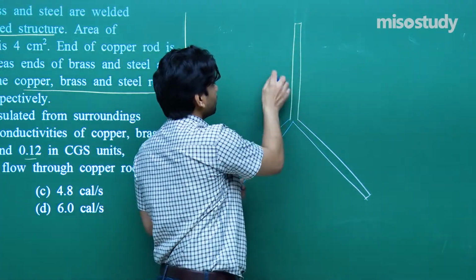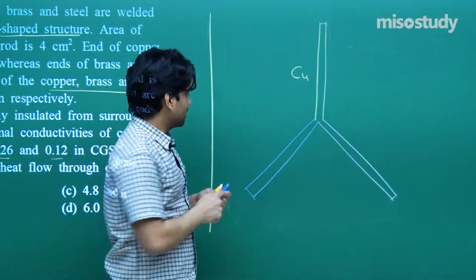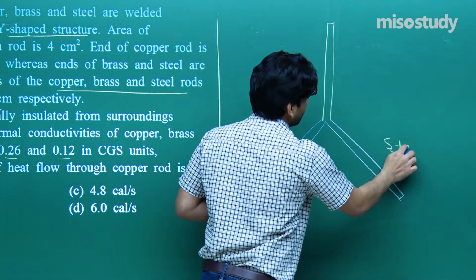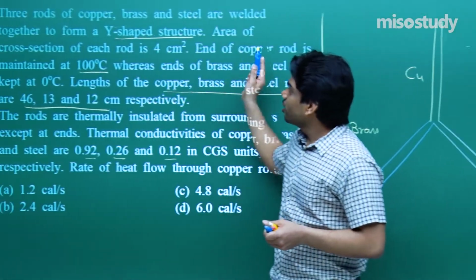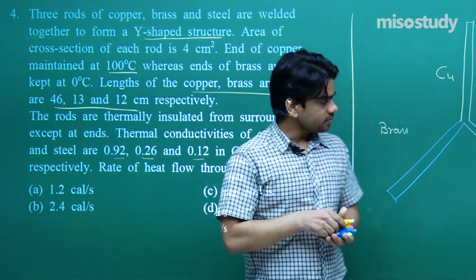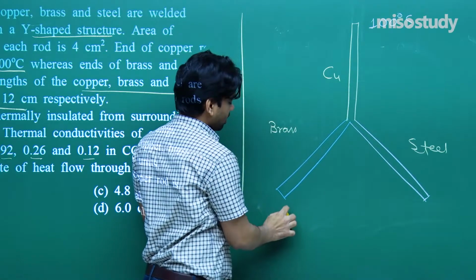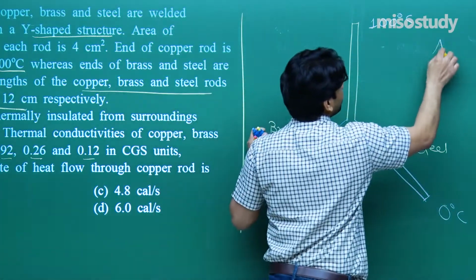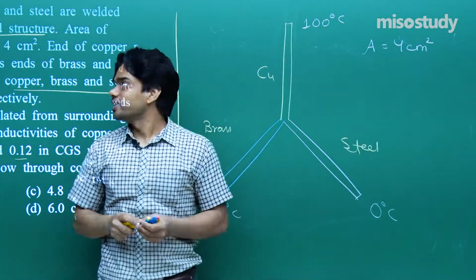Let's say this is the copper one, this is the brass one, and let's say this is the steel. The ends are maintained at different temperatures. Area of cross section of each is 4 square centimeter. End of copper rod is 100 degrees Celsius, and both these ends are 0 degrees Celsius. Area of each is given as 4 square centimeter. This is what has been given.